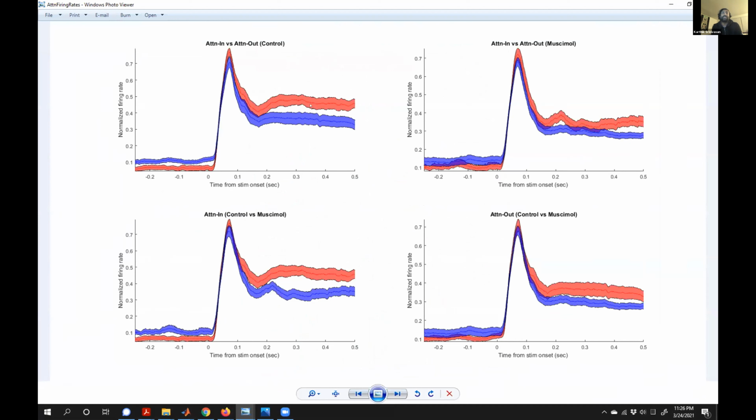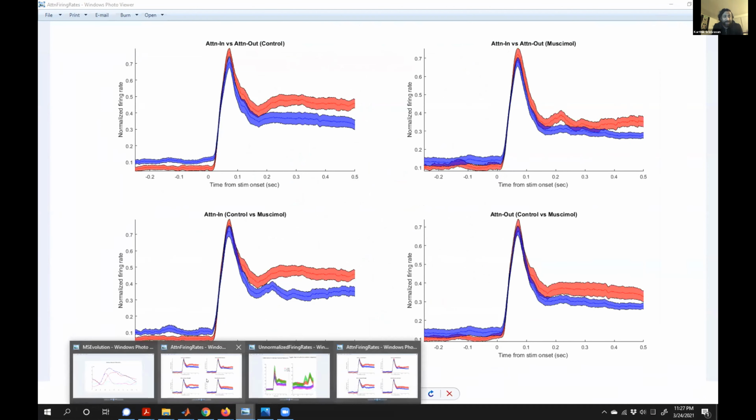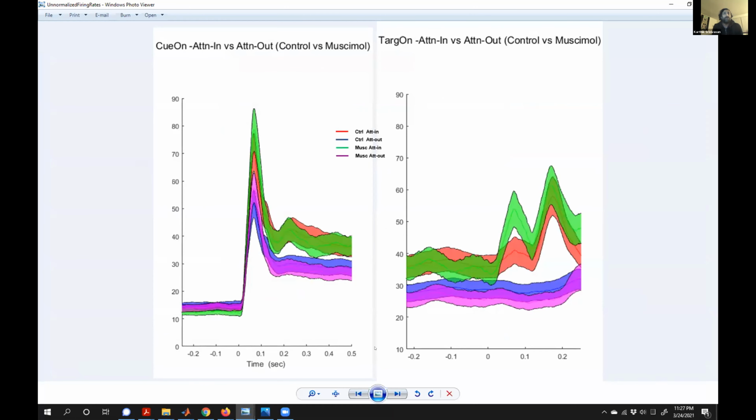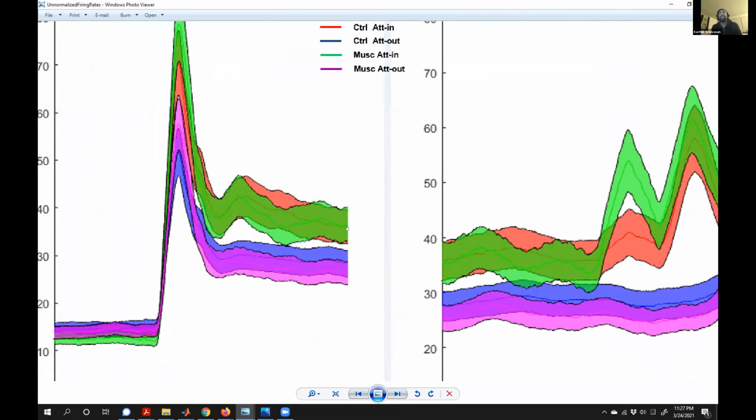You'll see that this is control, no problem. Once I give muscimol, no big difference either. I don't see anything at all, just very minimal modulation here and there. I just put all four of them together, the conditions for attention in, attention out, with muscimol or control. Muscimol is the agent which is inactivating any input from the superior colliculus. There's no difference between the in versus out and the other condition. It's just like the cortex doesn't seem to care.